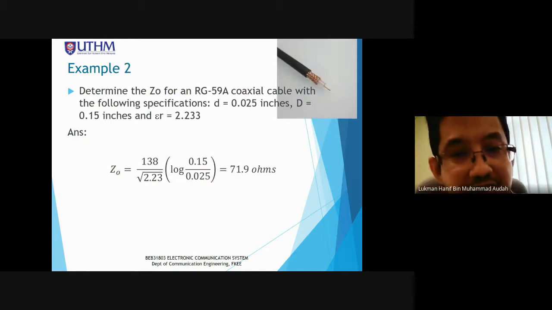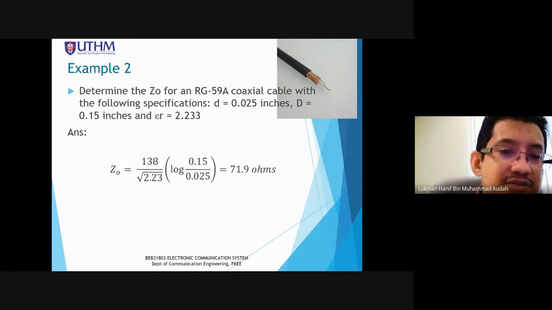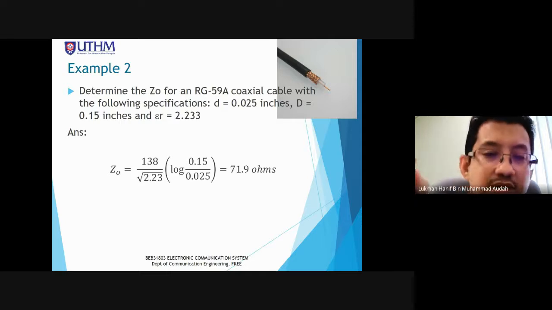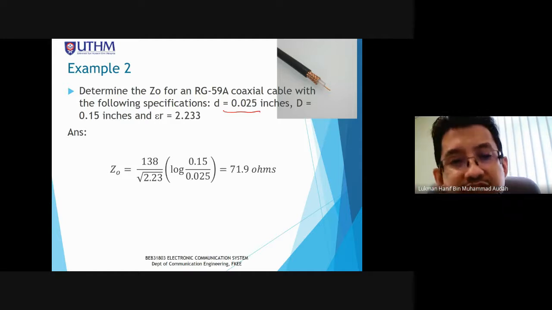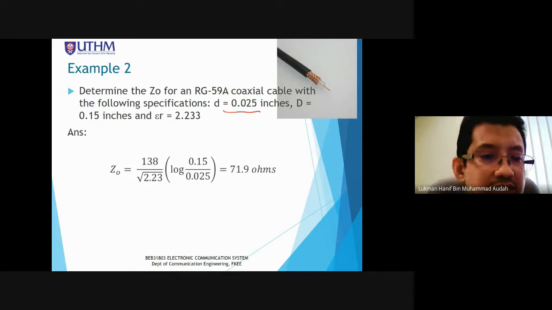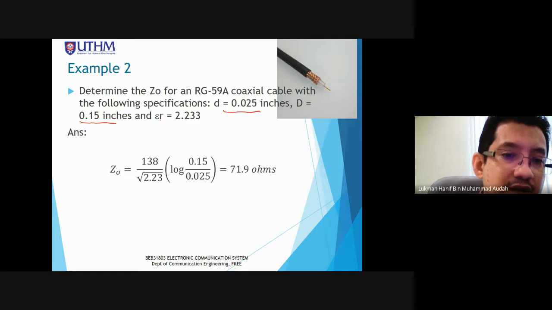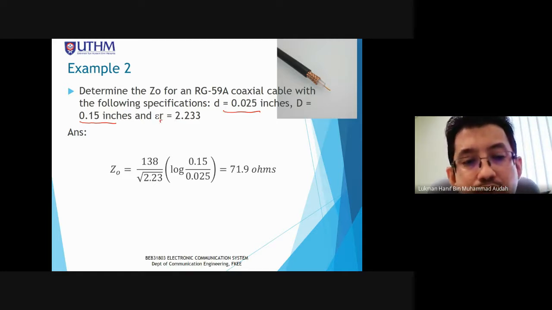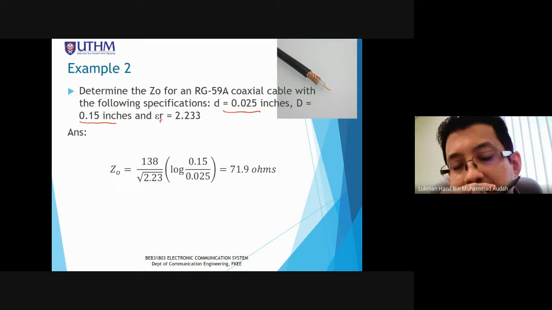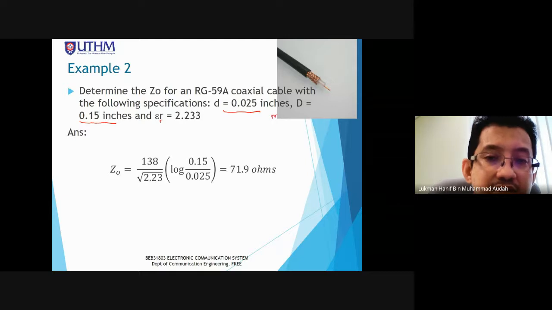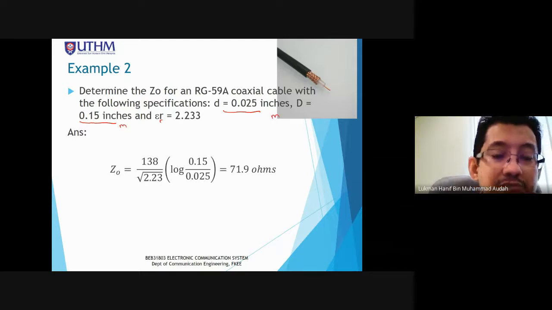Example 2 for the coaxial cable. Okay, determine the characteristic impedance for an RG59A coaxial cable with the following specifications. So d is given, the diameter of the conductor is 0.025 inches and the diameter of the insulator is 0.15 inches. Epsilon R, ni epsilon R ni sepatutnya R kecil, is equal to 2.233. So jangan confuse, kita sebenarnya menggunakan SI unit, sepatutnya d ini dalam sebutan meter dan capital D juga sepatutnya dalam sebutan meter.